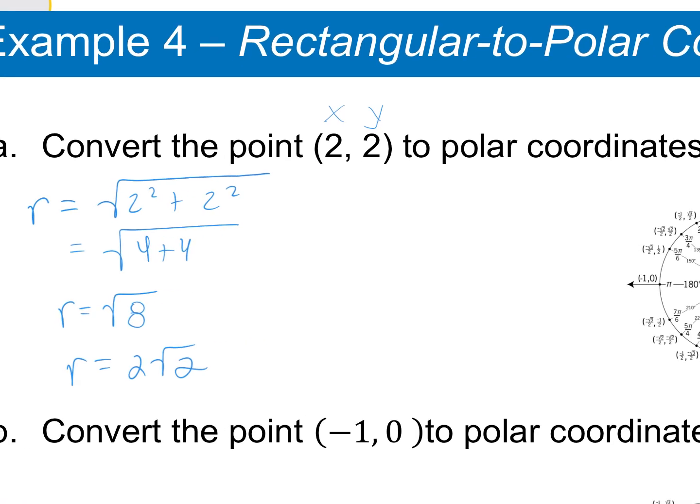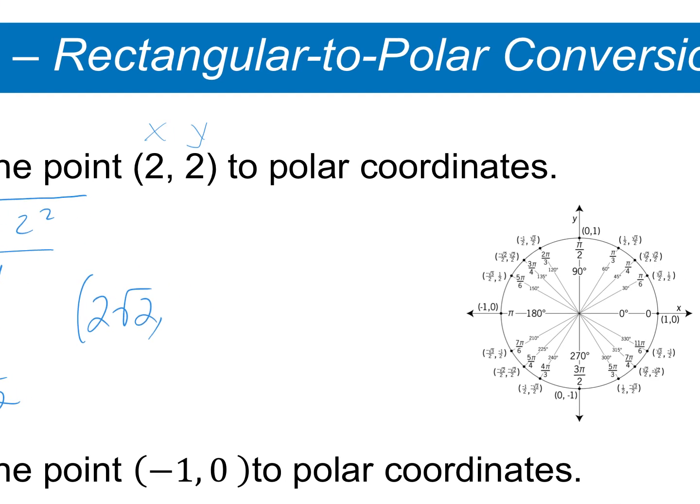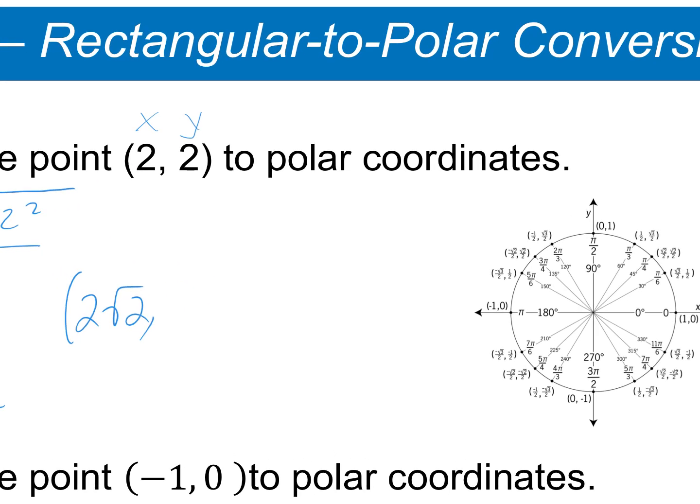So I know my point is going to be at 2 root 2 comma something. Well, what angle are we talking about? Well, let's think about it. What did they give me when they said that this point was 2, 2? They told me that the tangent of theta equals 2 over 2. You guys agree? Put the y over the x. What is 2 over 2 simplify to?